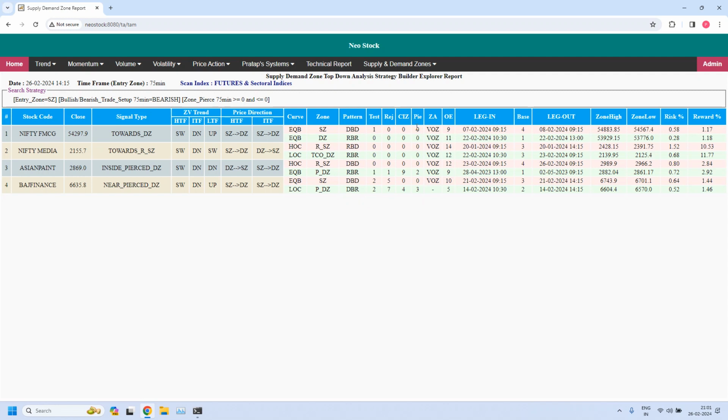That is the reason why for all supply zones, pierced count is 0. But for demand zones, there are some pierced zones. If pierced zones are there, it is an advantage for us because we may get more reward. Mostly in the pierced zones, next time when prices are crossing that zone, they will easily pass through that zone.